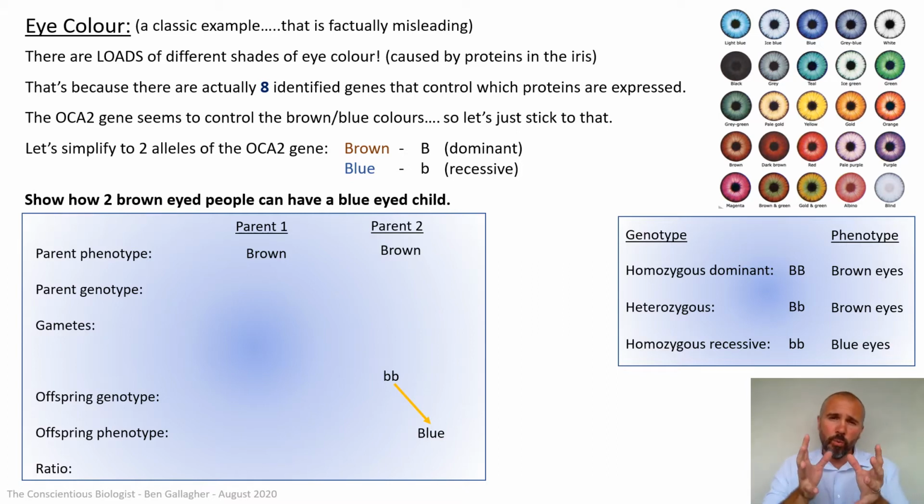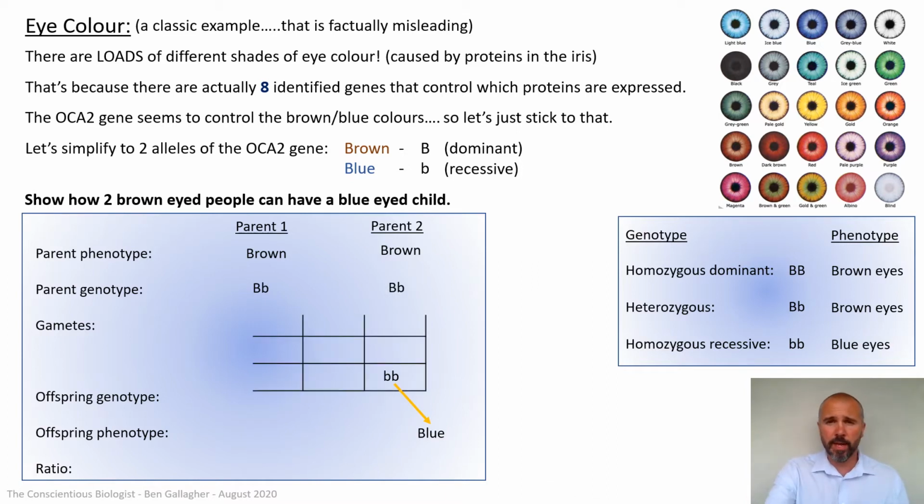Now, from that, we can work out the parents, because if the child has two little b's, well, it got those from each of its two parents. So both parents had to have the little b, the blue-eyed allele. They both had to have a copy to give to their child. But both parents have brown eyes, so they both have to have a big B to give them their brown eyes. So from that, we know that both parents have to be heterozygous.